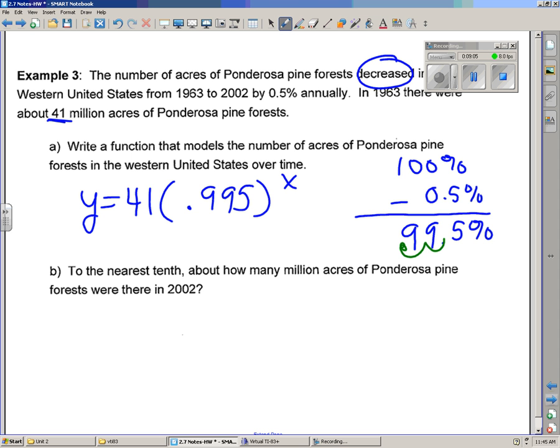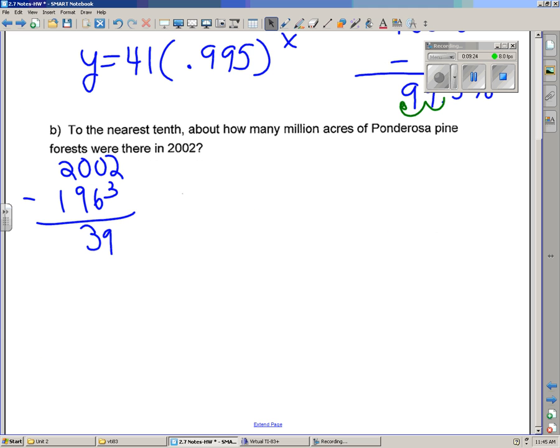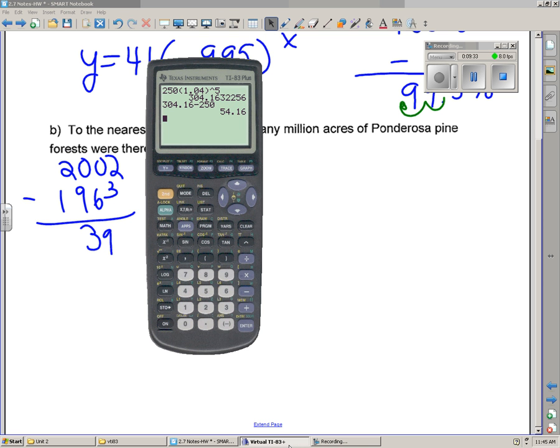Question, to the nearest tenth, how many million acres of ponderosa pine forest were there in 2002? Well, what's the time period? From 2002 to 1963, a difference of 39 years. So then what you're going to do here is I'm going to go actually right on the calculator and do it that way as opposed to doing it the long way.